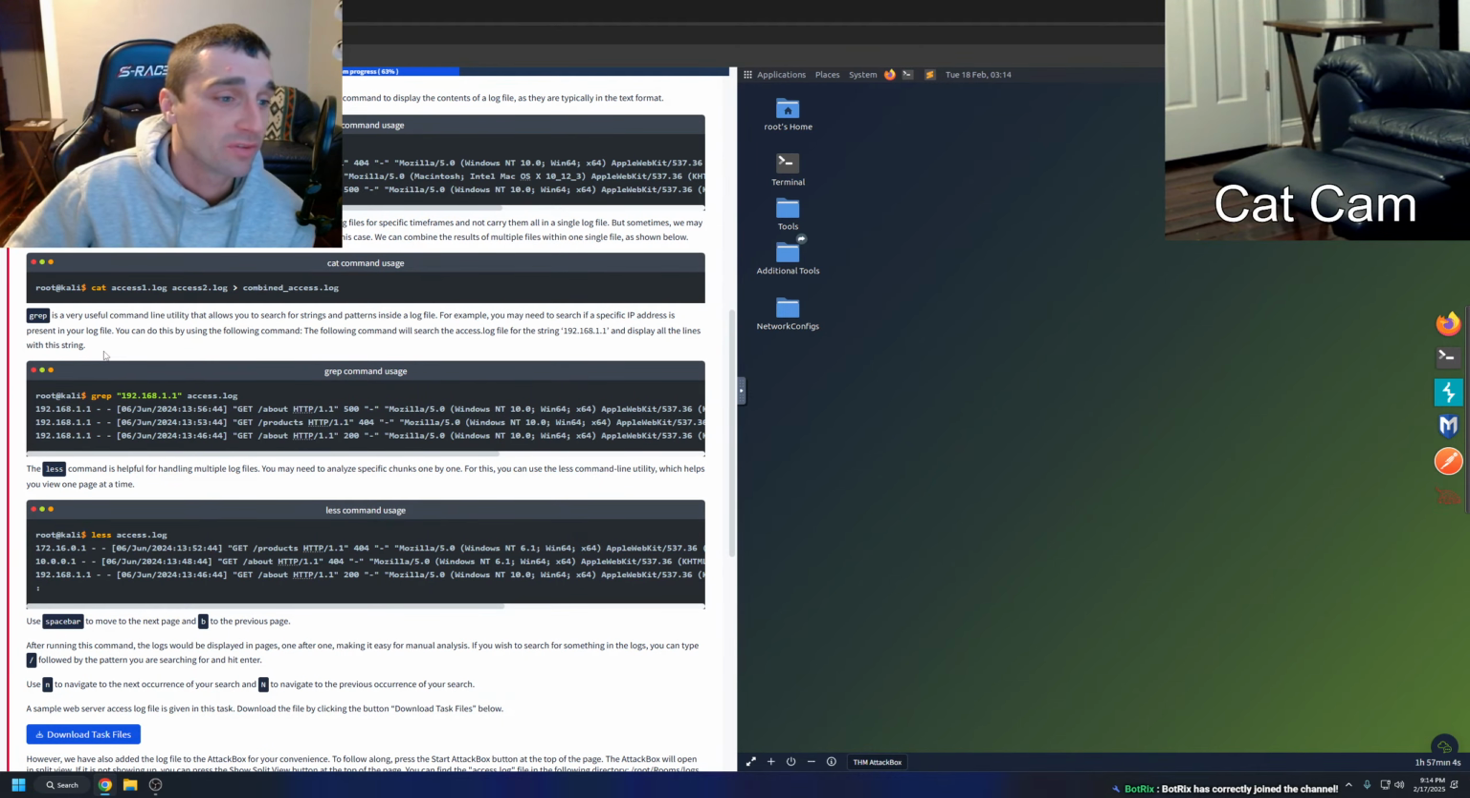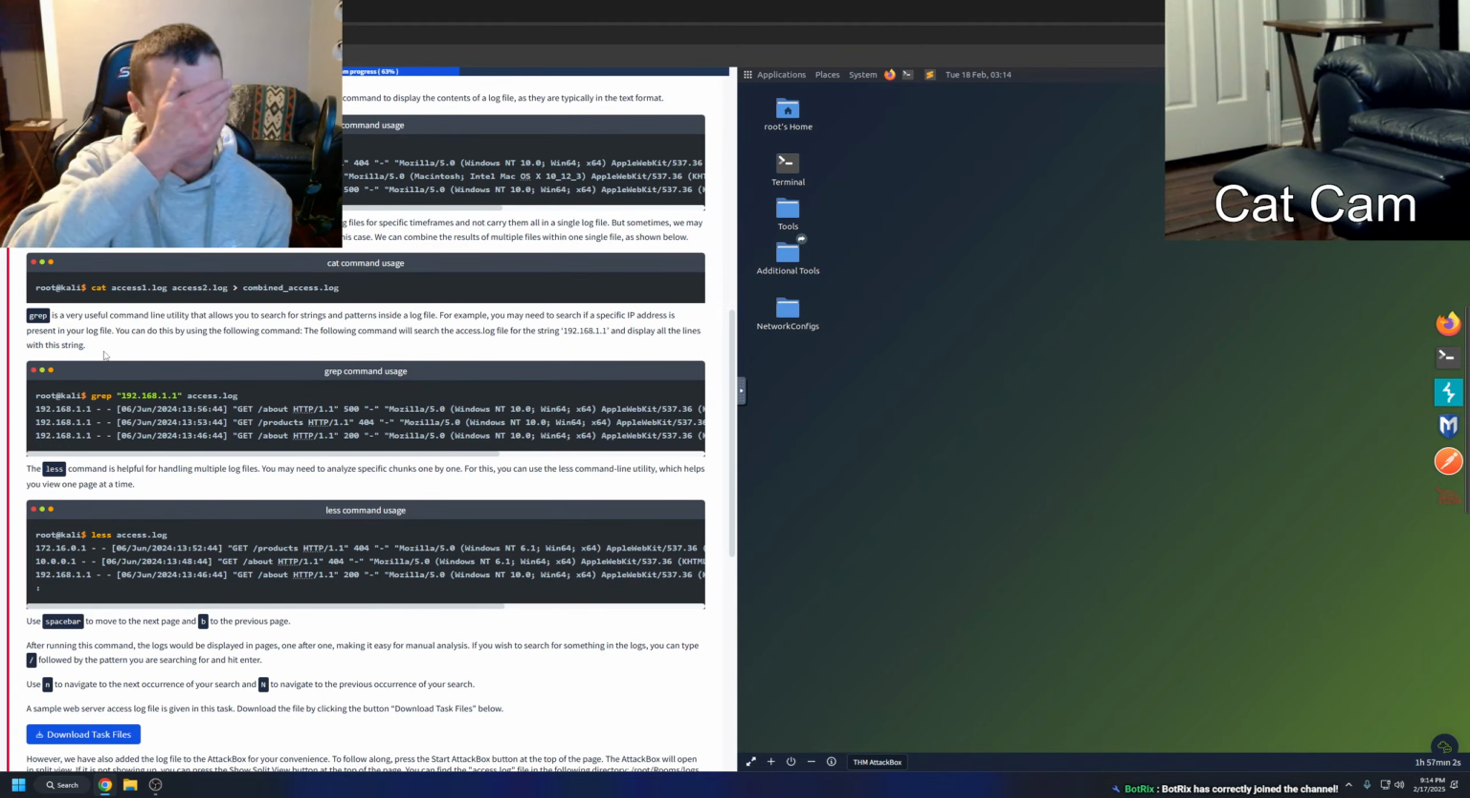grep is a very useful command line tool that allows you to search for strings and patterns inside a log file. For example, you may need to search for a specific IP address if it is present in your log file. You can do this by using the following command. The following command will search the access log file for the string 192 and display all the lines of it. grep access log.